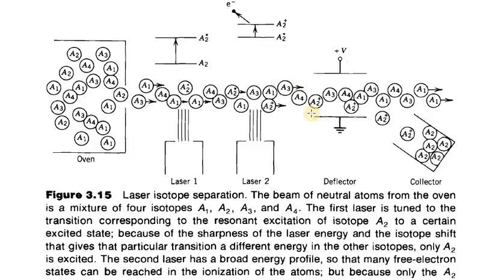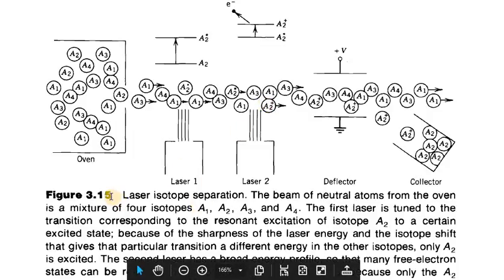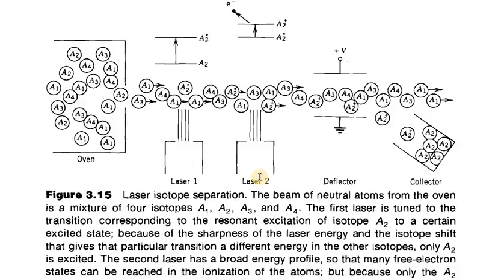This is also an important question that may be asked in the final exam. So be careful and learn to draw these pictures, these images, and read these paragraphs. Okay. The laser isotope separation. The beam of atoms comes from the oven, then laser 1, laser 2, this is the deflector, and this is the collector.